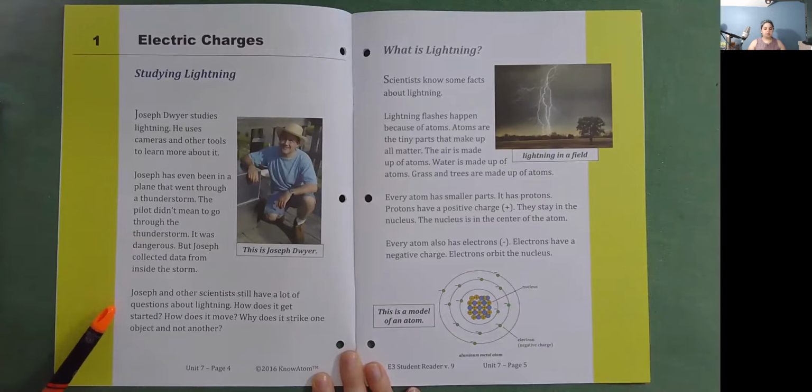Joseph and other scientists still have a lot of questions about lightning. How does it get started? How does it move? Why does it strike one object and not another? This is Joseph Dwyer.